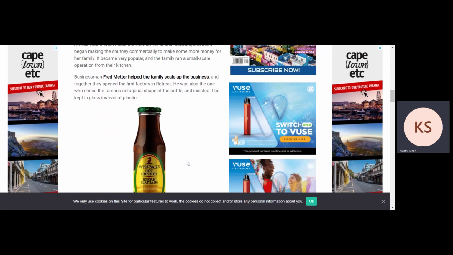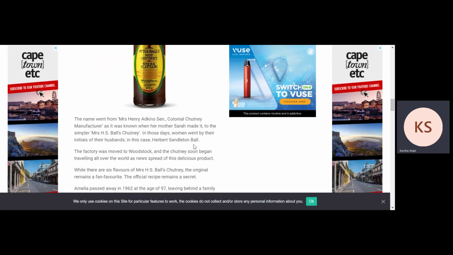Businessman Fred Mehta helped the family scale up the business, and together they opened the first factory in Retreat. He was also the one who chose the famous octagonal shape of the bottle and insisted it be kept in a glass bottle instead of plastic.